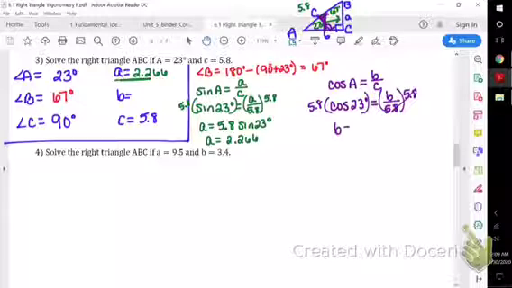And so we know side B is equal to 5.8 times cosine of 23 degrees. We're going to type this in our calculator to get an approximate answer. And I got 5.339.